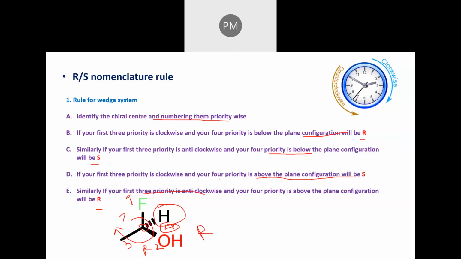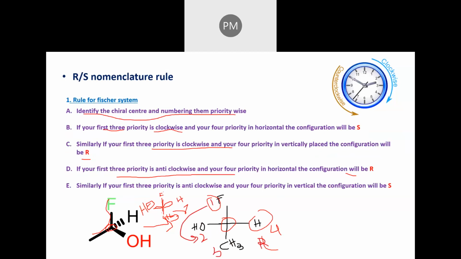And if your first 3 priorities are clockwise, but the lowest priority is above, then that will be S. Similarly, if the first 3 priorities are anti-clockwise and the 4th priority is below, then that will be R. So the name will be R. Now to draw that molecule: if your 4th priority is horizontal, the configuration will be S.